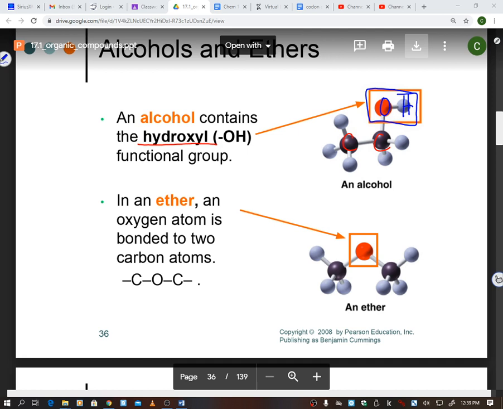That doesn't mean that I have an oxygen with something else attached to it. That doesn't mean that I have COO or anything like that. It is just CO with an H. That's it. All right.